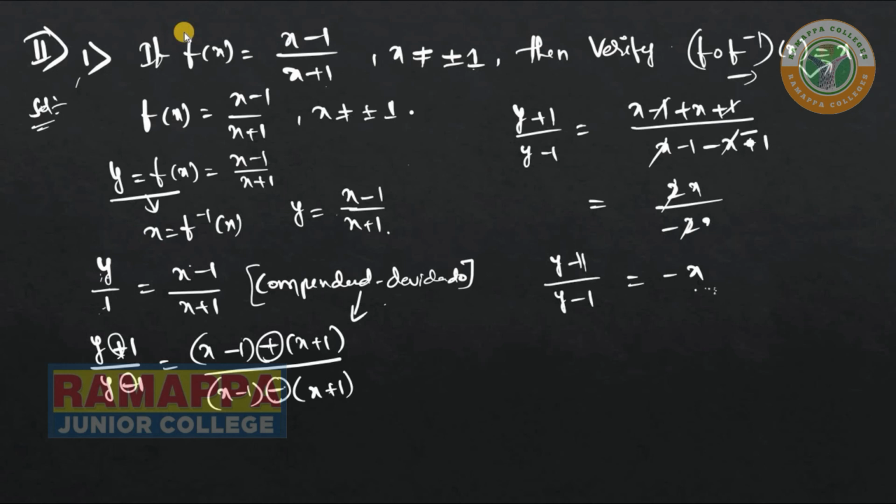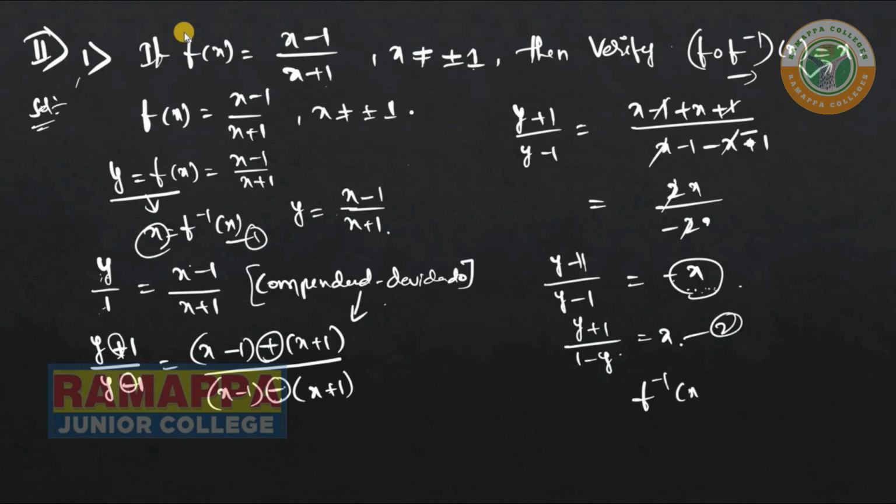So what we have to find is x only. The minus will go to this side, and it will become (y plus 1) divided by (1 minus y) is equal to x. So this x is equal to f inverse of y, and we'll get f inverse of y is equal to (y plus 1) divided by (1 minus y). Same as that, f inverse of x is equal to (x plus 1) divided by (1 minus x). So we got f inverse of x from this question.